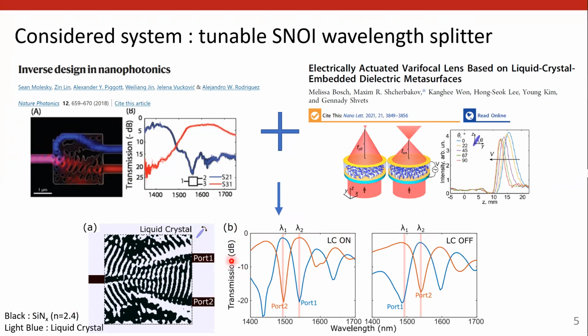Basically, the targeted performance is, let's say the liquid crystal molecules are pointing parallel to the device plane. In that case, you can see that at the λ1 wavelength window, port 1 is on and port 2 is off, and vice versa for λ2. But then this on and off relationship is flipped for the liquid crystal off mode. So we want to basically achieve this liquid crystal tuned, switchable wavelength demultiplexer device.